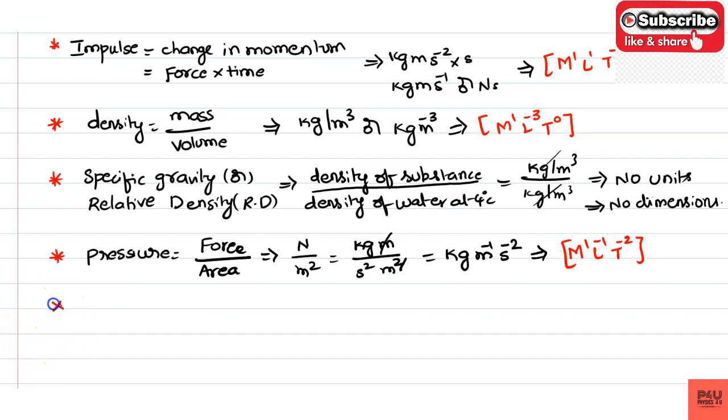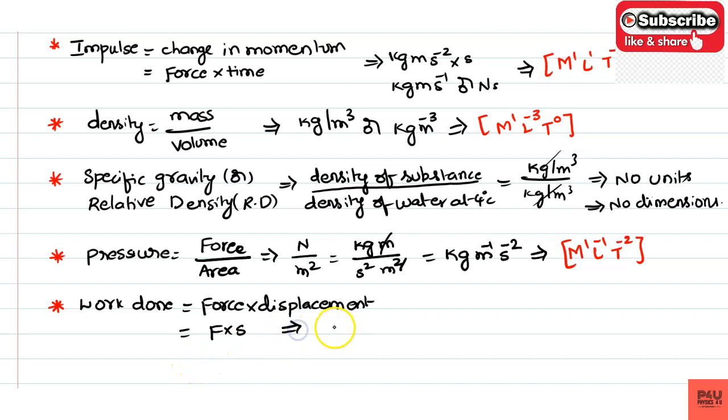Next, work done. So we know that what is meant by work done means force into displacement. Work done is nothing but force into displacement, so F into S. Force is Newton and displacement unit is meter. Newton meter, we're calling this as joule.